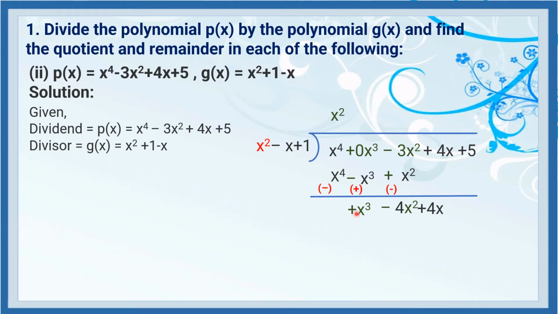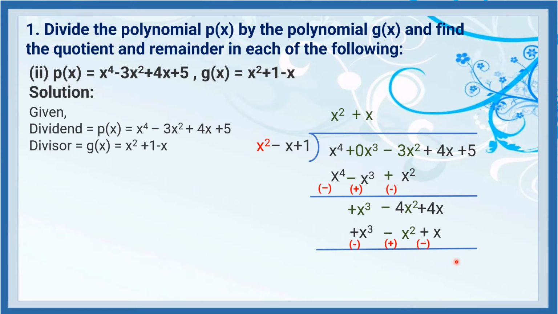Now divide this first term by this. x cube divided by x square, that is x. Write it here, plus x. Now multiply this fully by x. So x into x square, x cube here. Then x into minus x is minus x square. So write minus x square here. Then x into 1 is x. So plus x. Now subtract this.